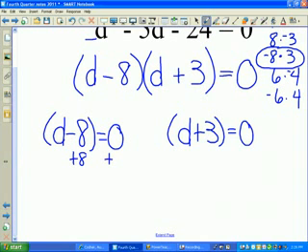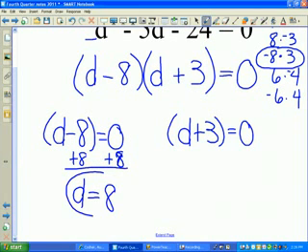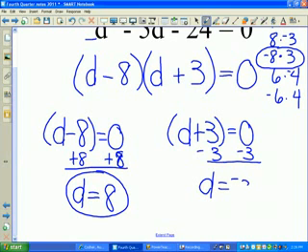So here, I'm just going to add 8. I don't know why I put parentheses around there, but sure. We're going to add 8. So now d is going to equal positive 8. That's one of them. And then for this one, we're going to subtract 3 on both sides. So we have d equals negative 3.